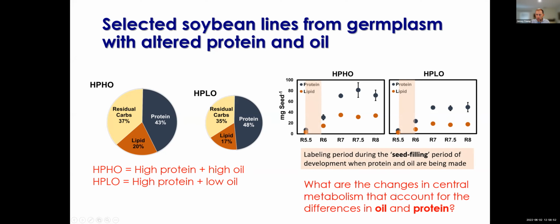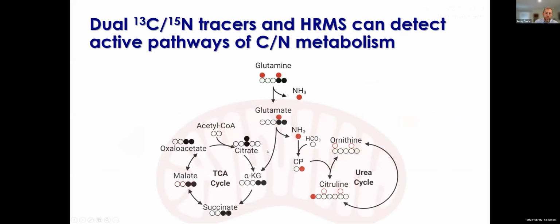And we're interested in getting at this ultimate question, which is what are the changes in central metabolism that account for those differences in oil and protein that we observe. So we'd like to be able to do these types of dual labeling experiments with both carbon-13 and nitrogen-15 tracers, and to be able to apply high-resolution mass spec to detect which pathways are active in metabolizing the carbon and the nitrogen from those specific nutrients. In this case, for example, glutamine that's supplied from the maternal plant.